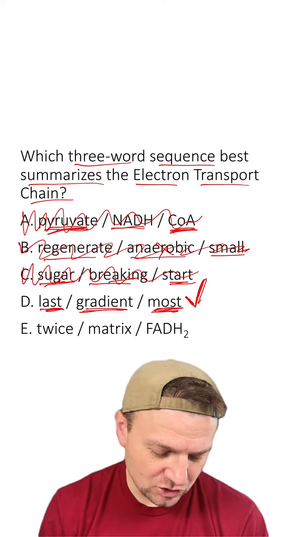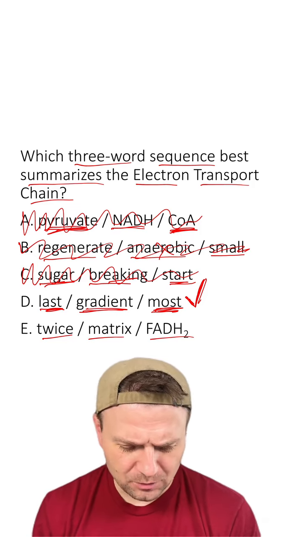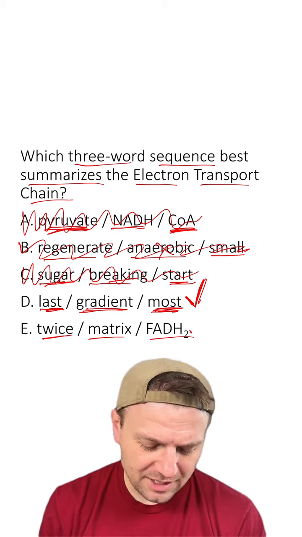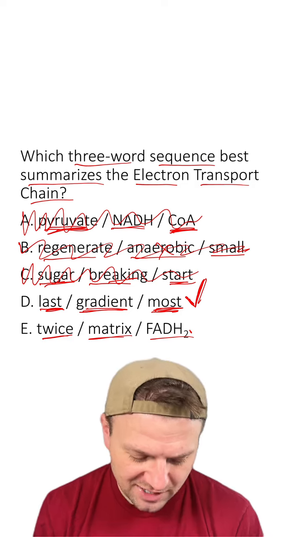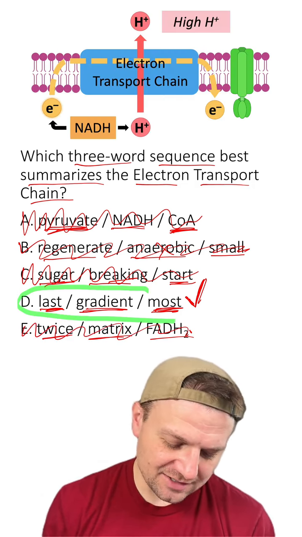Here's the last one, E. Twice, matrix, FADH2. Well, the electron transport chain does use FADH2, but twice and matrix makes me think of the Krebs cycle, so I don't think this is a good choice, which means D here is the best option.